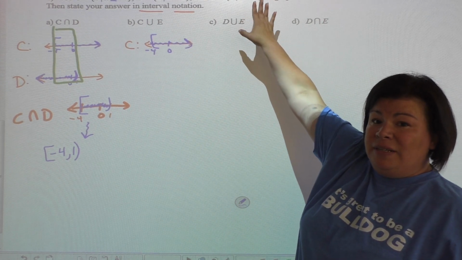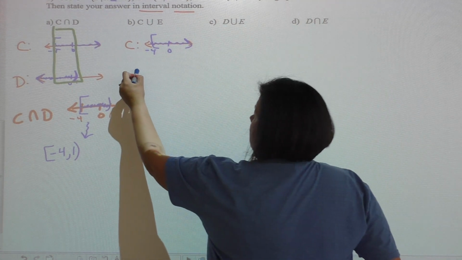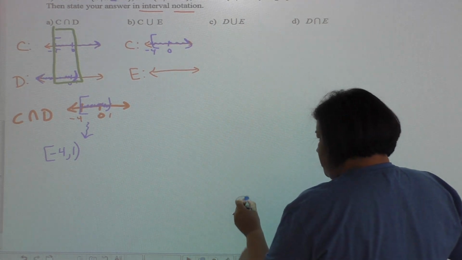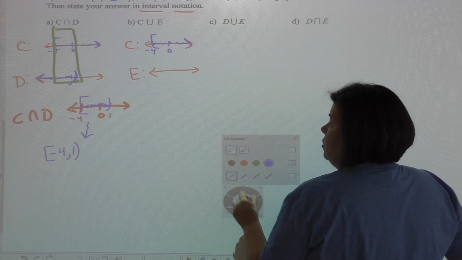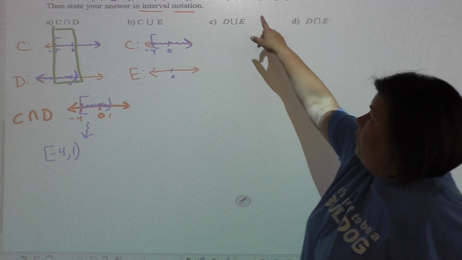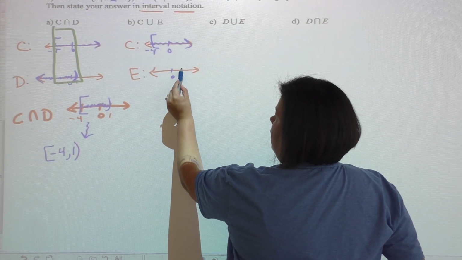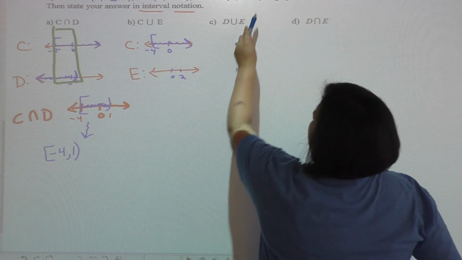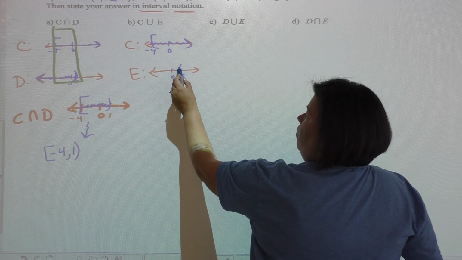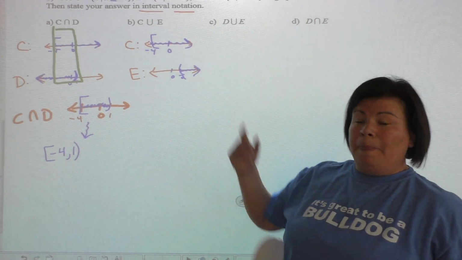Set E, however, is a little different. So set E, we're going to put directly below it, and remember, you want to align up your numbers. So if 0 is here, I want to put 0 in the same place. For set E, all my values are greater than 2. So here's 1, here's about 2. Can I guesstimate? And everything greater than that, that means I have an open interval at 2, and everything greater than that is to the right.